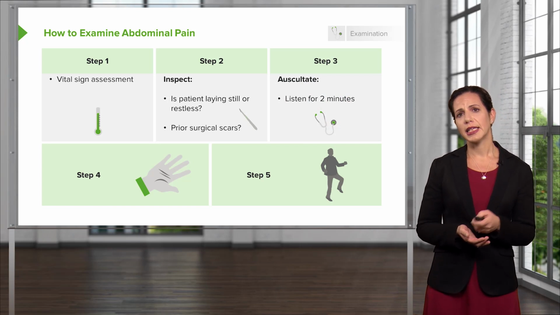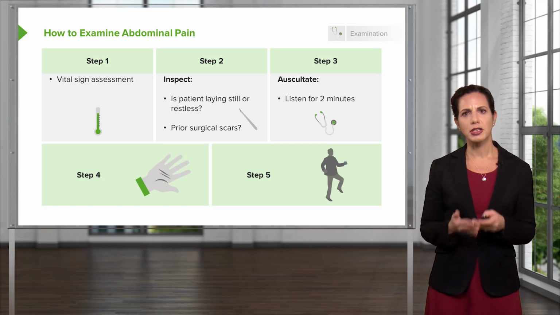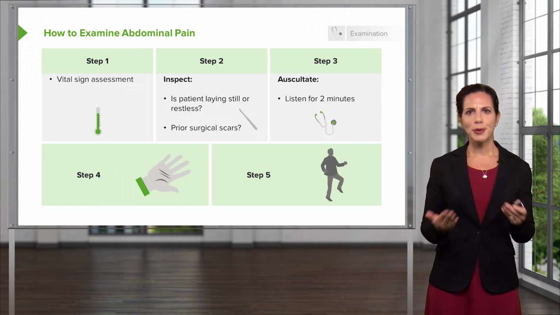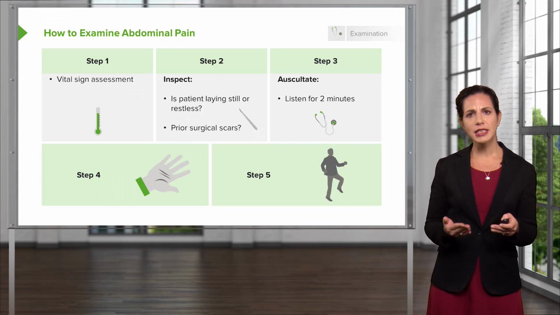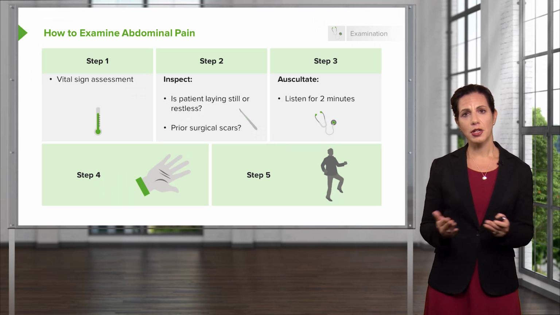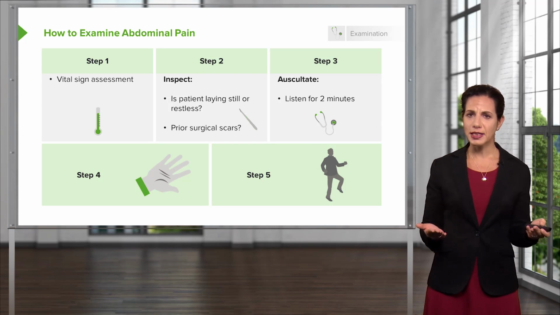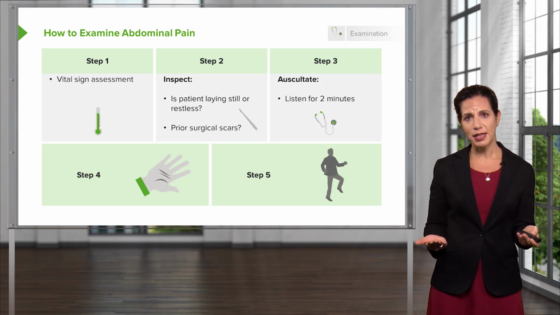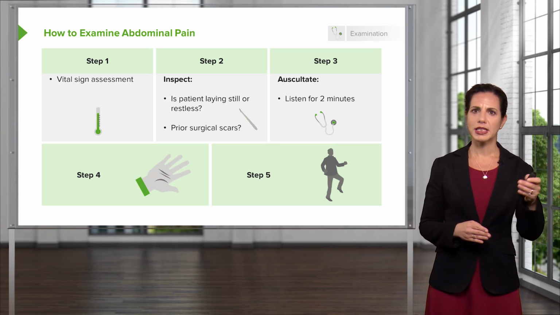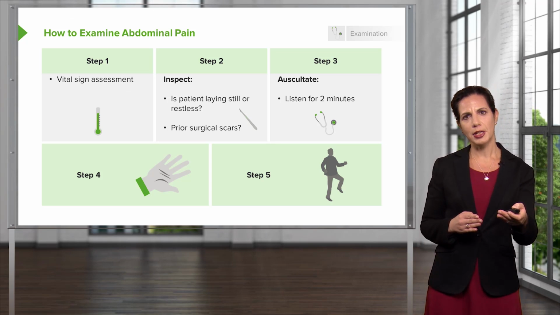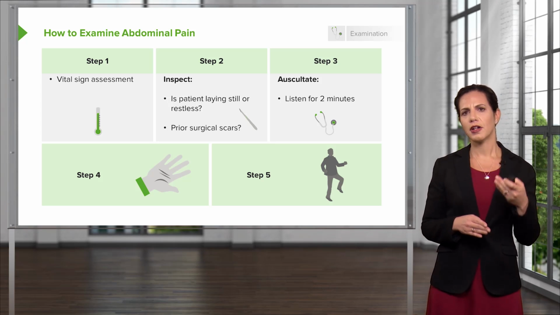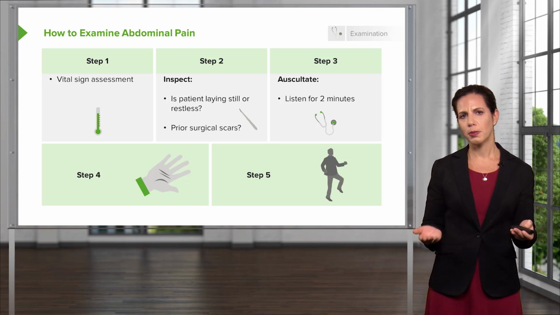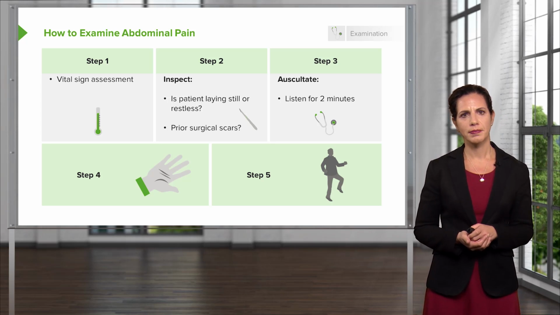Step 3 is to listen. Historically, everyone's taught to listen before you palpate, so we'll go ahead and go with that for now. You want to listen for 2 minutes, and you're listening for bowel sounds. If you don't hear any bowel sounds after a full 2 minutes, the patient likely does not have bowel sounds. So you want to make sure you're listening for that appropriate time period, and you're hearing if the bowel sounds are overactive, underactive, not present at all, or potentially in the normal range.